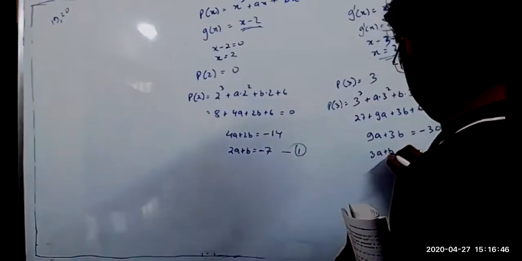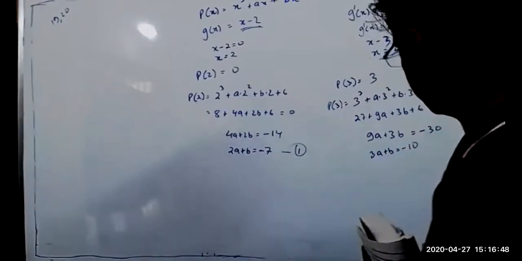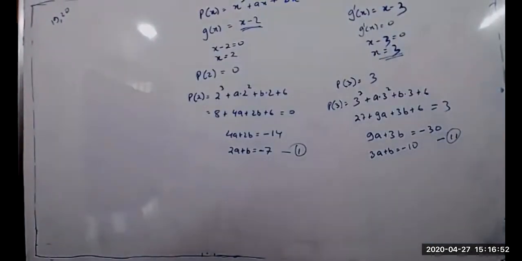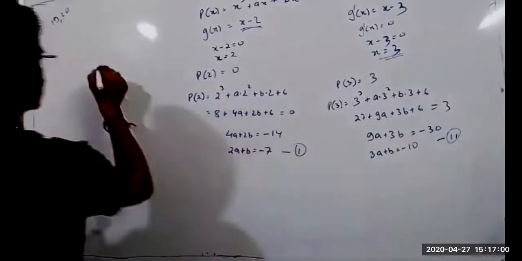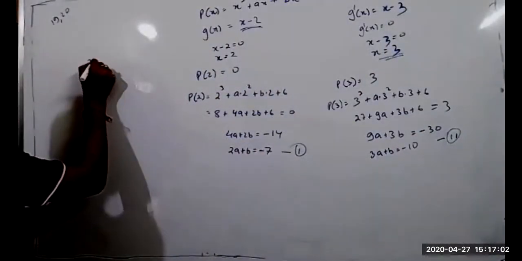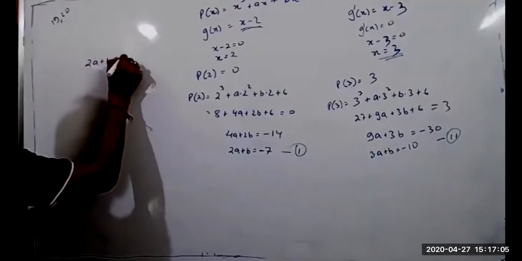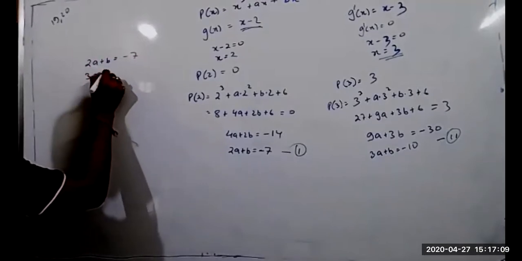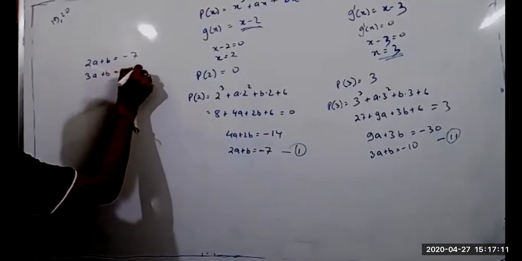3a plus b equals minus 10. Is this second equation correct? Yes, sir. So you have two equations. Equation 1: 2a plus b equals minus 7. Second equation: 3a plus b equals minus 10.